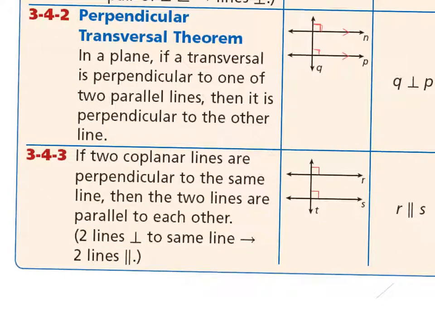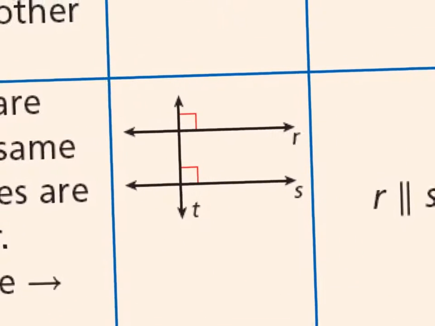All right, then the last one. If 2 coplanar lines are perpendicular to the same line, then the 2 lines are parallel to each other. So this one now is kind of like the converse of that last one. Now it's saying if they're both perpendicular, then the lines are parallel, okay? And again, think about why that's reversed.